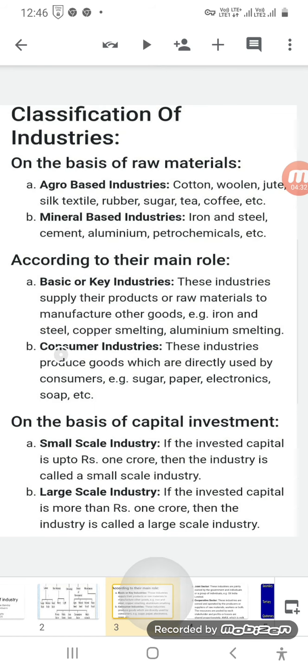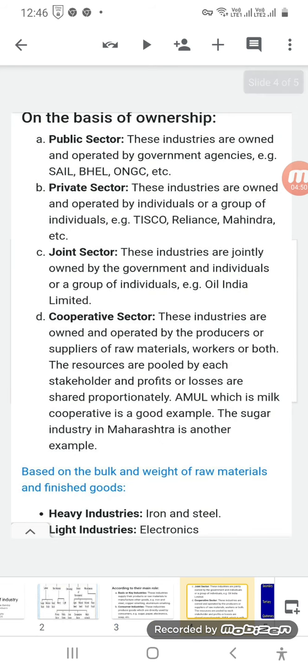And then we have large scale industries. If the invested capital is more than 1 crore, then the industry is called a large scale industry. When the money we used to make this industry is more than 1 crore, then it is called a large scale industry.